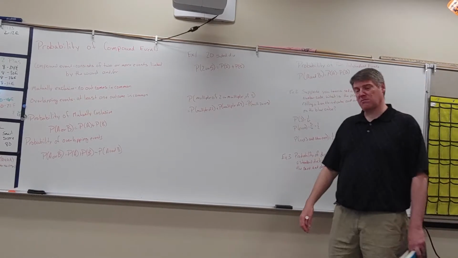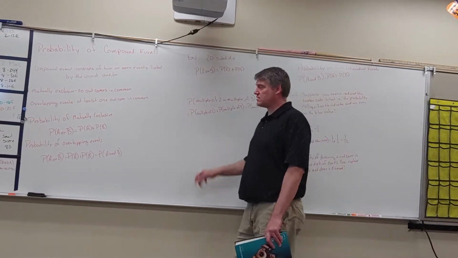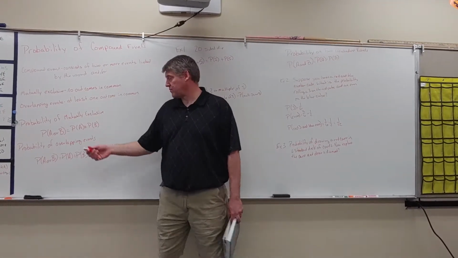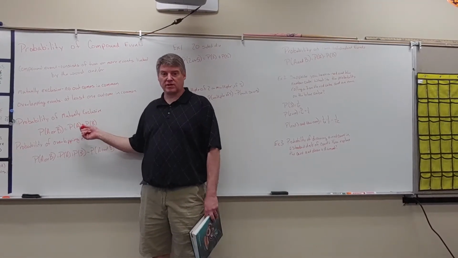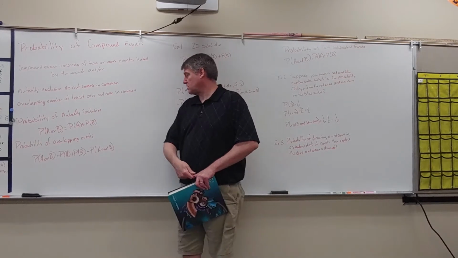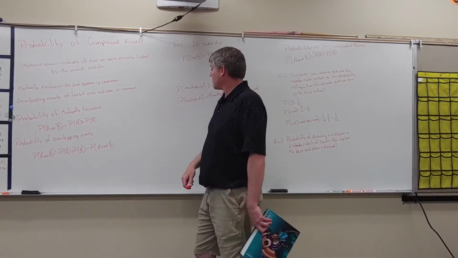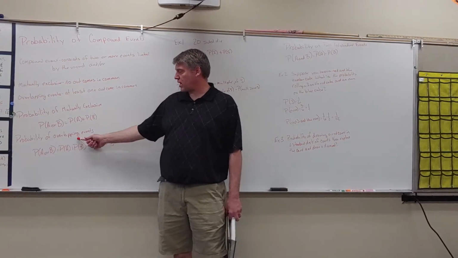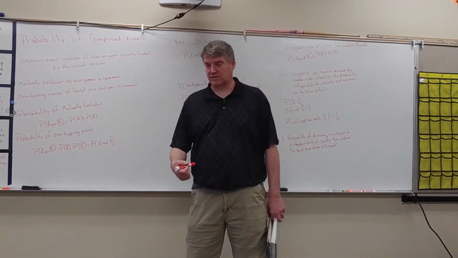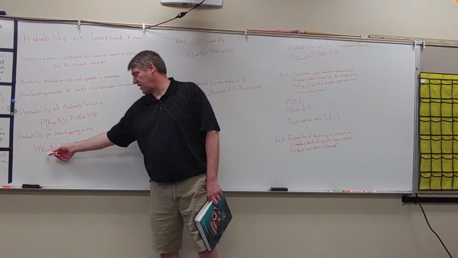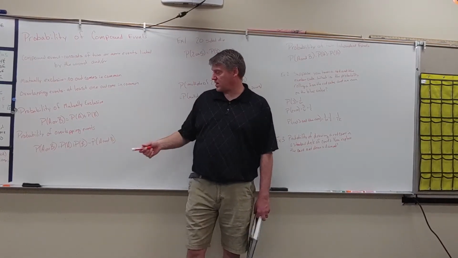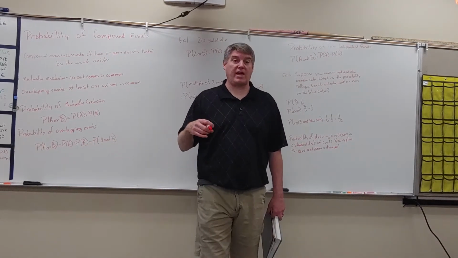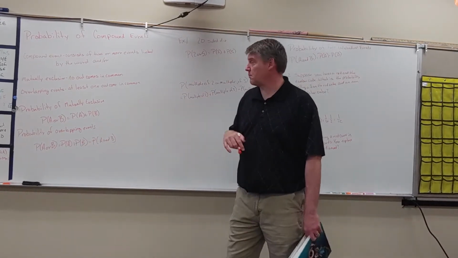So if I'm mutually exclusive, if there is nothing in common, so probability of A or B, I have the probability of A plus the probability of B. We'll talk about this in just a second. And then we have the probability of overlapping events. So probability of A or B, so I have the probability of A plus the probability of B minus the probability of A and B. So those ones they have in common.